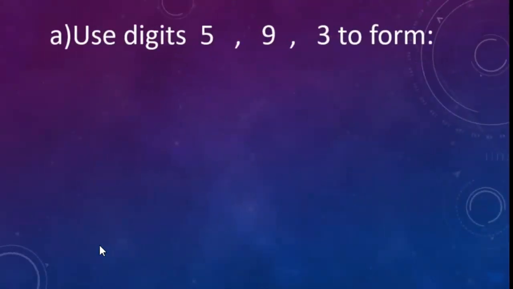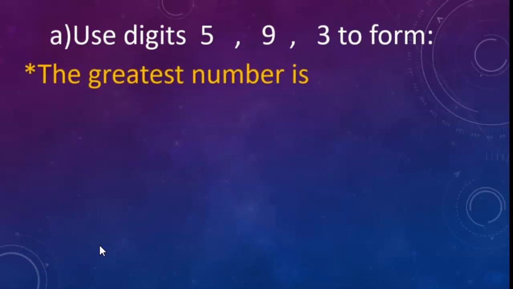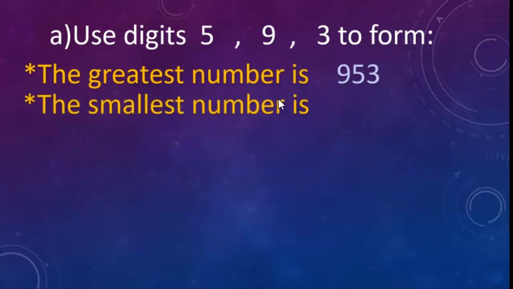Use digits 5, 9, 3 to form the greatest number. The greatest number here is 953. Put the greatest digit in hundreds place, after that 5, after that 3. We put the greatest digit in the hundreds and then the next ones. We have 953. The smallest number is the opposite: we take the smallest digit and put it in the hundreds. 359.